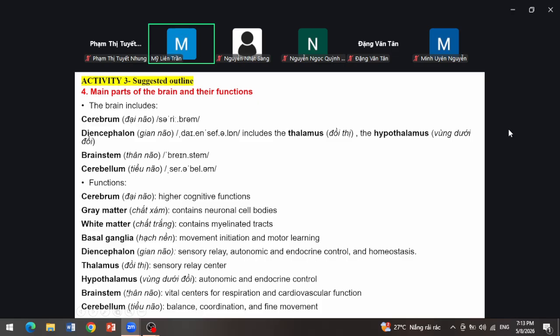Brainstem. Brainstem is very essential and vital centers for respiration, cardiovascular function. Cerebellum. It's in charge of balance, coordination, and fine motor.